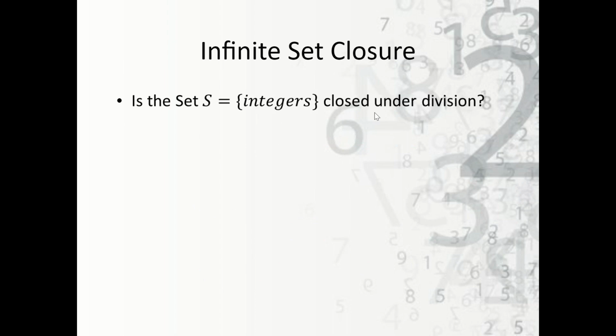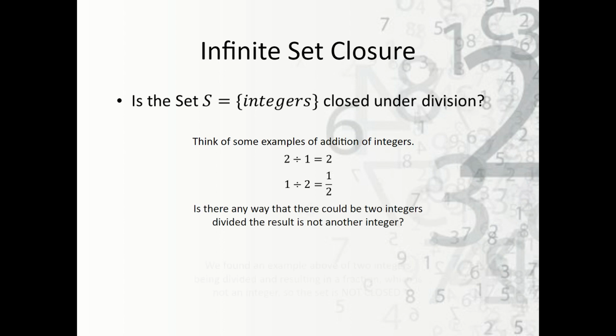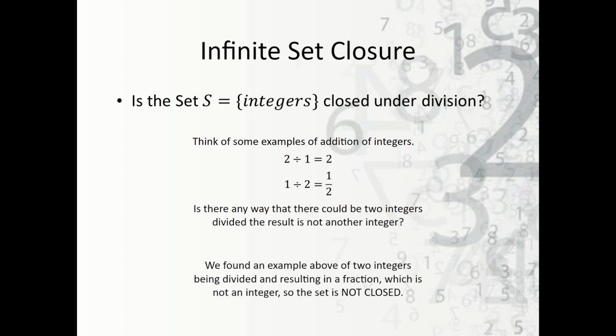Now what about this? Is the set S of integers closed under division? Again, we're going to think of some examples. So we have 2 divided by 1, 1 divided by 2. Notice here though, when we do 1 divided by 2, we get 1/2. Well, 1/2 is not an integer, that's a rational number. So therefore, when we do it that way, we know that it's not closed.